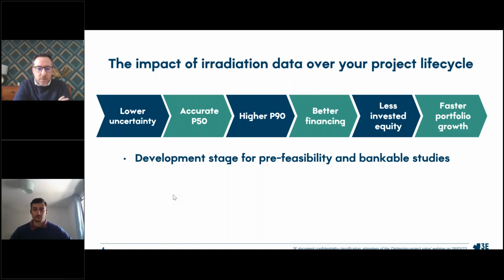The first one is, of course, when you're developing a project and you go through the finance stage. You need to have accurate data that can improve the quality of your project, also accelerate your development, and help obtain nice loan and financial conditions for your project. So accurate data in that stage is, of course, very important.